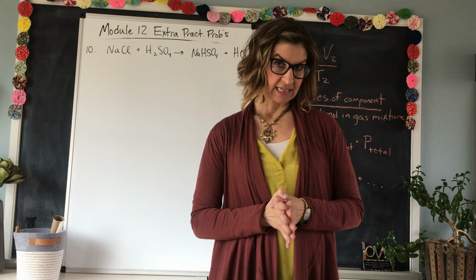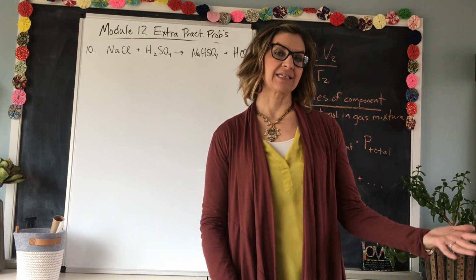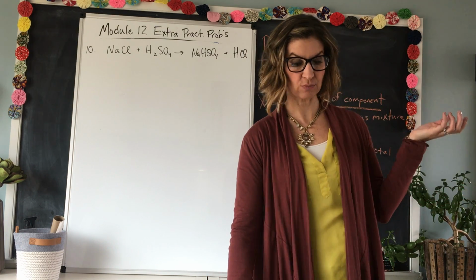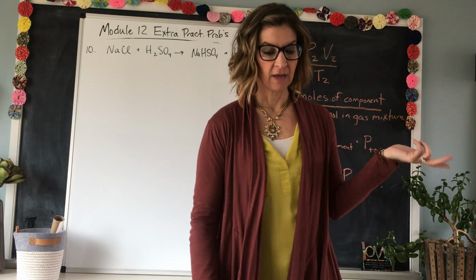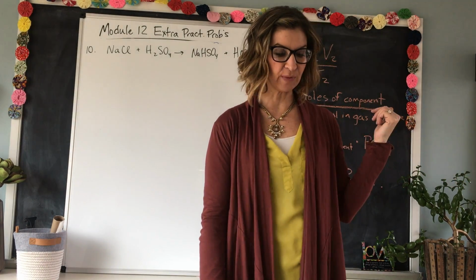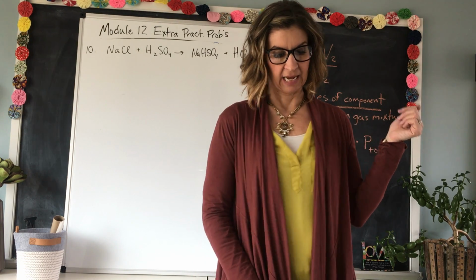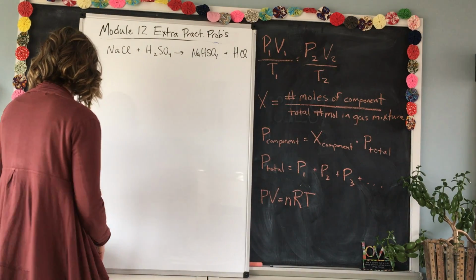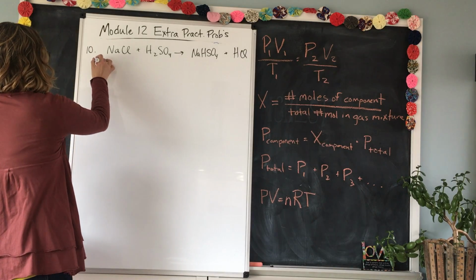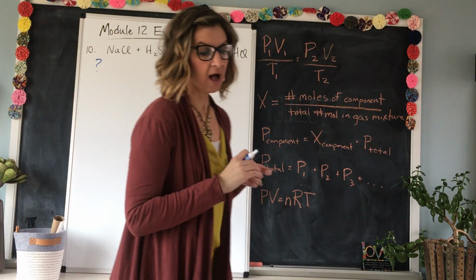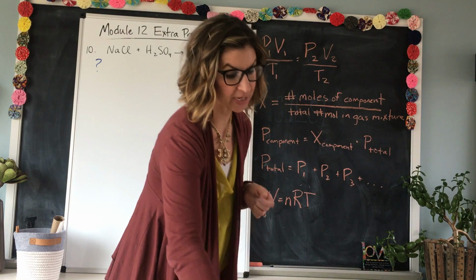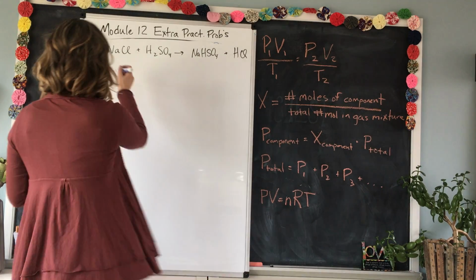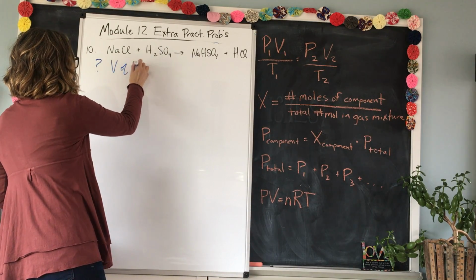Remember, they just tell you that it's excess NaCl, so you know that the other reactant is the limiting reactant. So we use that one's number, which is 100 grams of H2SO4. Continuing reading the problem, assume the pressure is 1.00 atmospheres and the temperature is 350.0 degrees Celsius. So we are looking for the number of liters of HCl. Liters is a measurement of volume, so we're looking for V, volume of HCl.